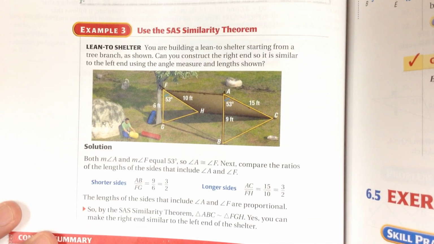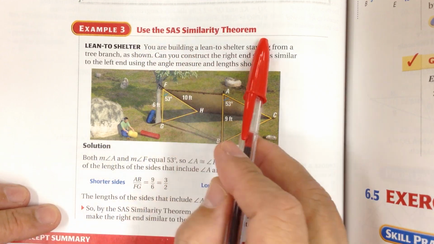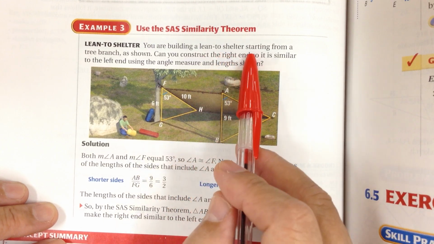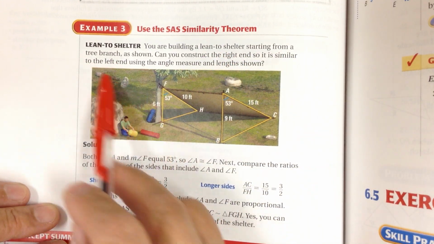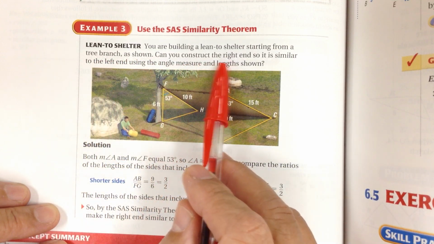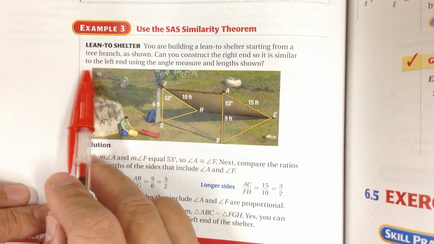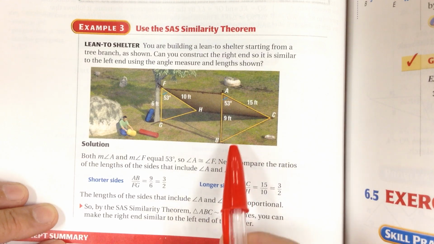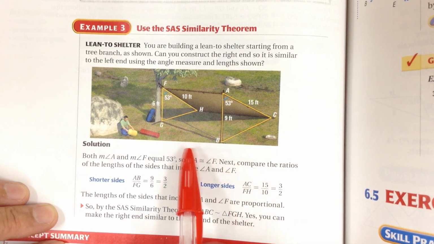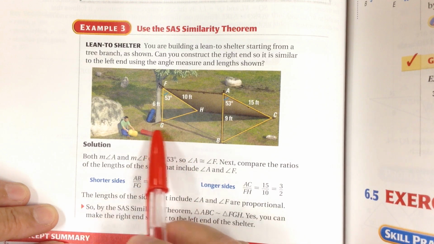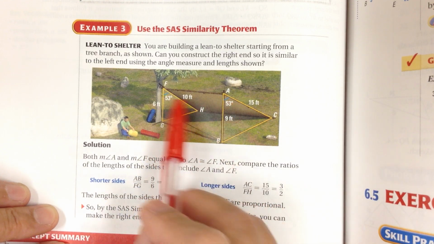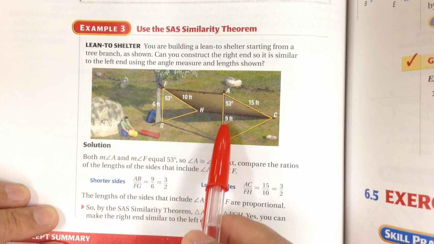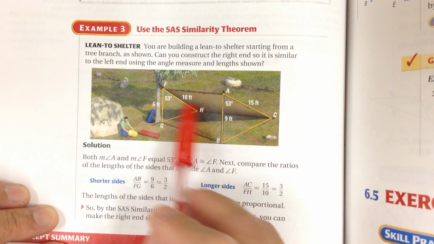Example 3 is a SAS similarity theorem. Link to shelter. You are building a lean-to shelter starting from a tree branch, as shown. Can you construct the right end so that it is similar to the left end, using the angle measure and the length shown? Here the angles are congruent, and notice that this is 6 and 9, so that would be 3 to 2. That's what you need to have.